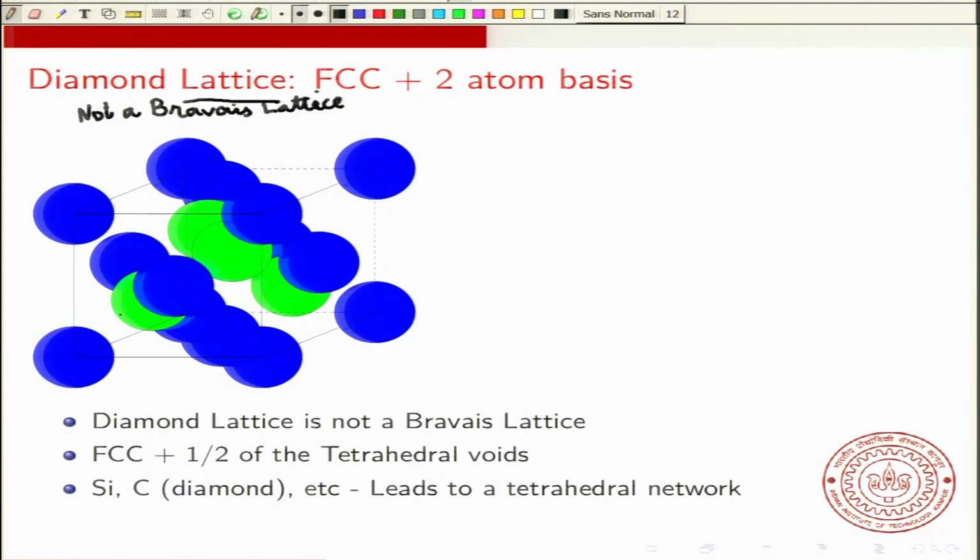It is not a Bravais lattice, and you can also think of this in terms of something that we will see a little later. These are called the tetrahedral voids. So if you have an FCC lattice and you have half of the tetrahedral voids occupied, then you will get a diamond lattice. So we will look at both the fractional coordinates and the planar visualization with this.